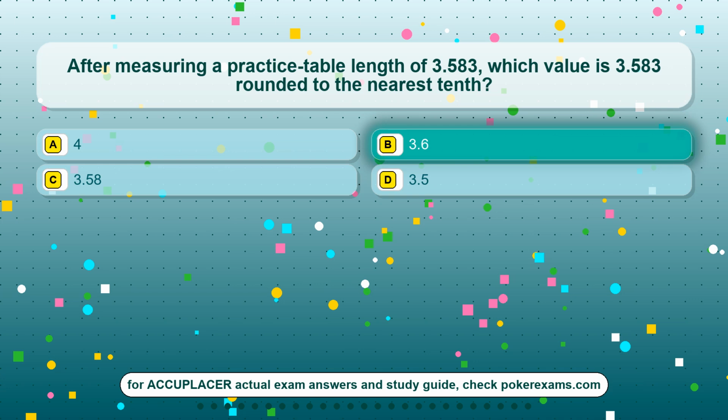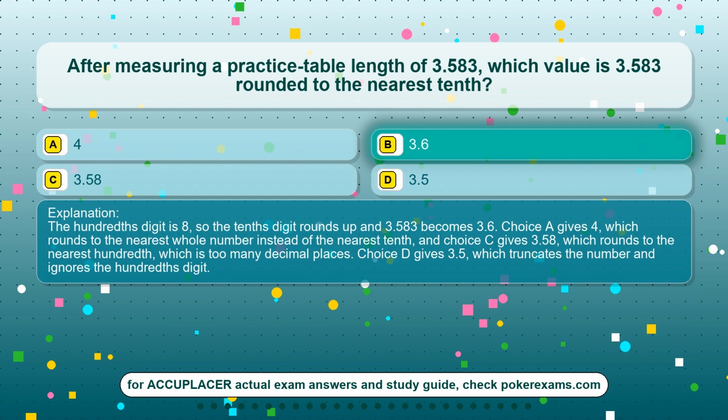The correct answer is option B, 3.6. The hundredths digit is 8, so the tenths digit rounds up and 3.583 becomes 3.6. Choice A gives 4, which rounds to the nearest whole number instead of the nearest tenth, and choice C gives 3.58, which rounds to the nearest hundredth, which is too many decimal places. Choice D gives 3.5, which truncates the number and ignores the hundredths digit.